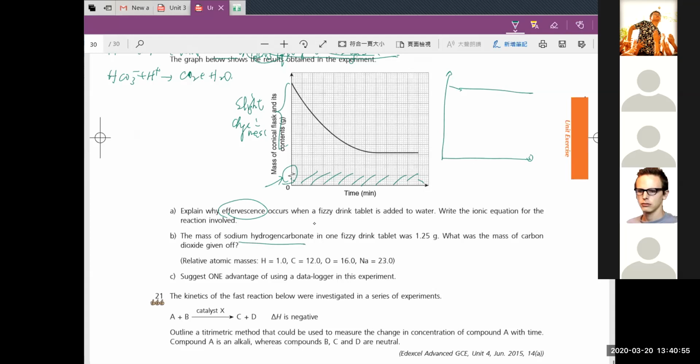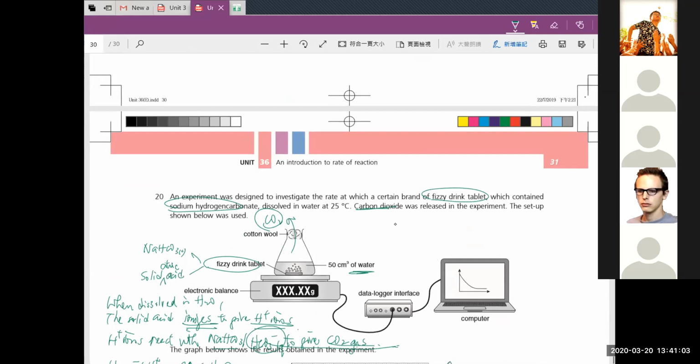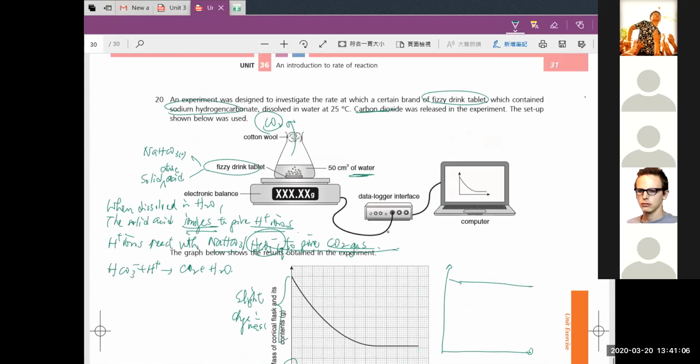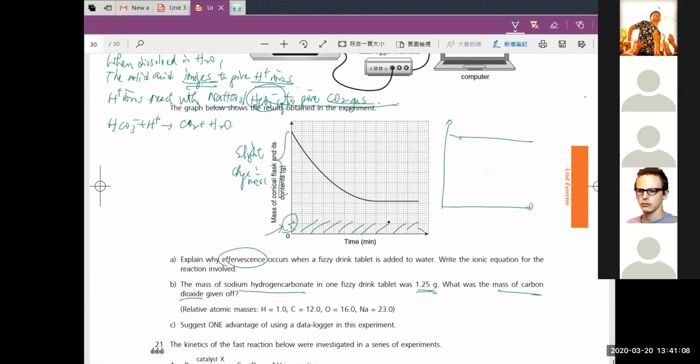How about this? The mass of sodium hydrogen carbonate in the fizzy tablet drink was 1.25 gram. What is the mass of carbon dioxide given off? Yes, forced to say yes. You cannot say no. B, can you, for this type of reaction, it gives an assumption, right? It gives an assumption to make full use of that 1.25 gram of hydrogen carbonate to react to form CO2. So what is the assumption? This one is limiting, right?